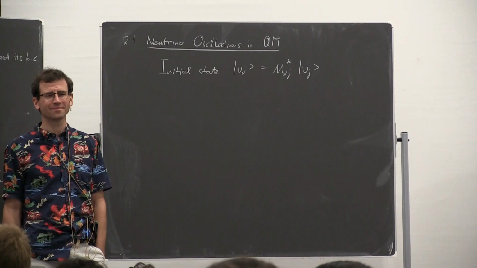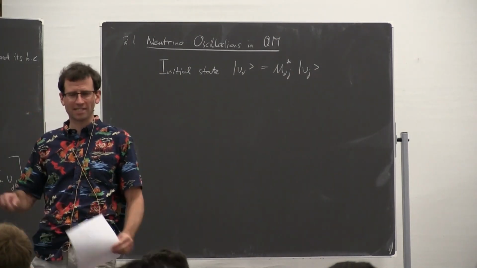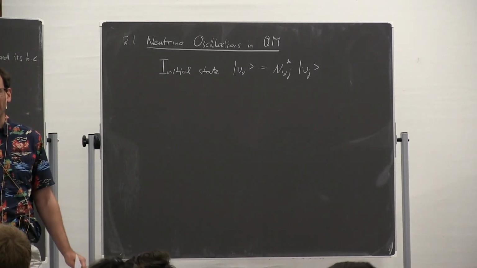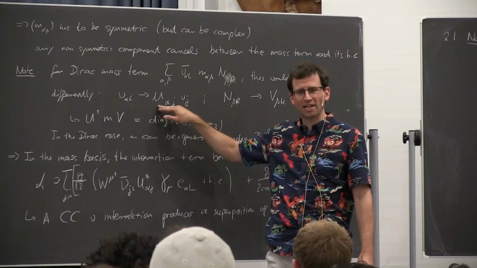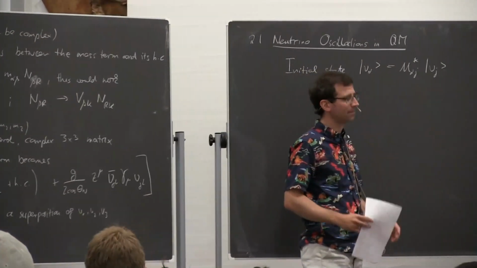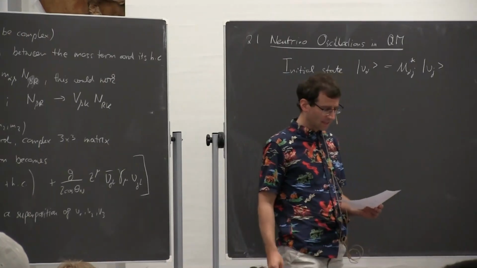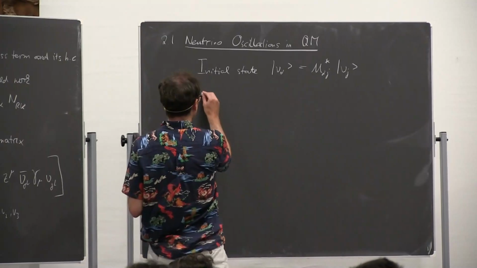You apply a creation operator which has a dagger on it. Exactly, you apply the creation operator, which is essentially the daggered field. And therefore, you use the daggered field and that turns the U_αj into a U_αj star. That's exactly right, that's where the star is coming from. Excellent. So now let's time evolve that state.